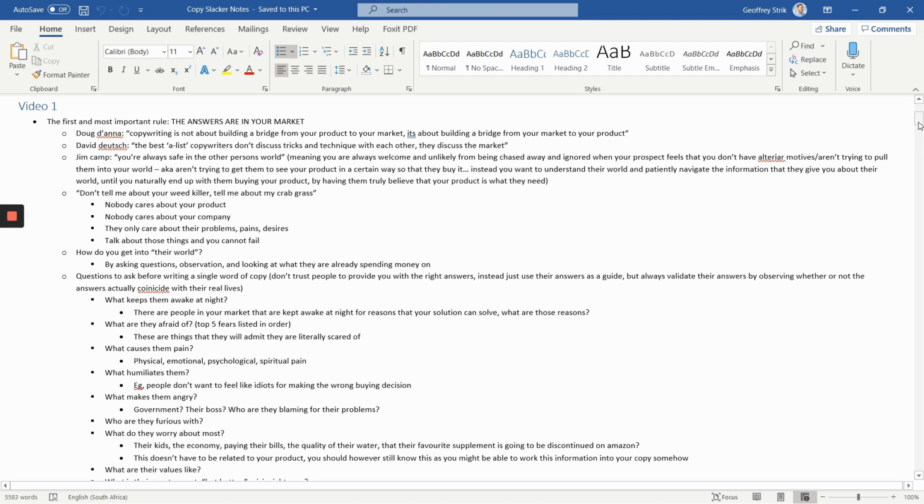So as an example here, just a little catchphrase is, when you have weeds in your garden, you don't want a weed killer selling company to tell you about their weed killer. Instead, you want them to tell you about your crabgrass. Nobody cares about your product. Nobody cares about your company. They only care about their problems, their pains and desires. You want to talk about those things, and if you do, you cannot fail.